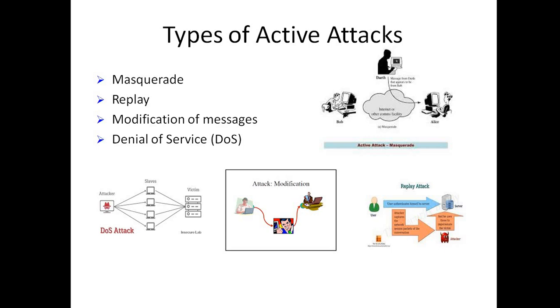And next type is modification of message. Whenever data is sent by Bob to Alice, the attacker will modify the content and send the modified content to the receiver.